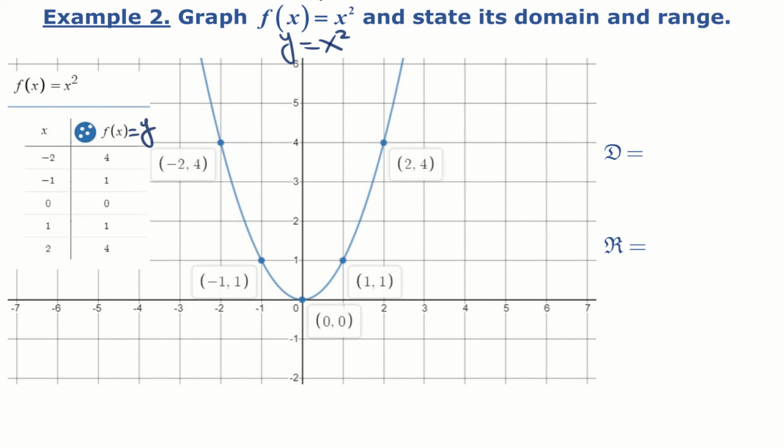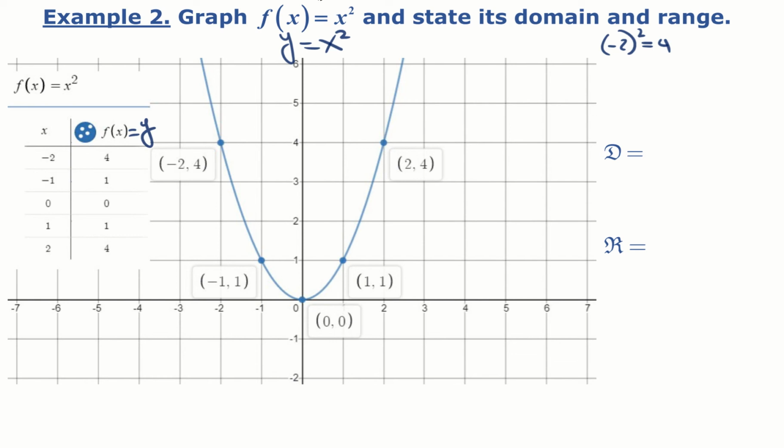And so for example, when x is negative 2, we're going to get y equals the square of negative 2, which is of course 4, etc. So when it's negative 1, we get 1. When it's 0, we get 0 squared, which is 0. 1 will give us 1 again. 2 will give us 4. You can see a kind of symmetry here. And again, you can see that symmetry reflected here as well.